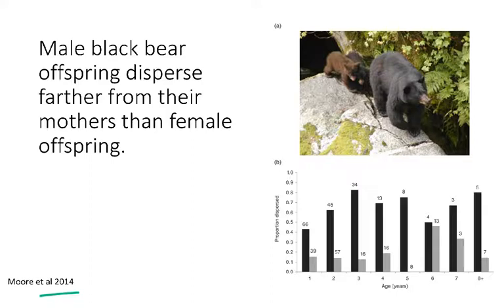So in this graph shown here, what we're looking at is the proportion of dispersed bears. The males are in the black bars here, and the females are in the lighter gray bars. And we can see overall the proportion of males that dispersed is much higher across these different age classes, indicating that male bias dispersal is happening.